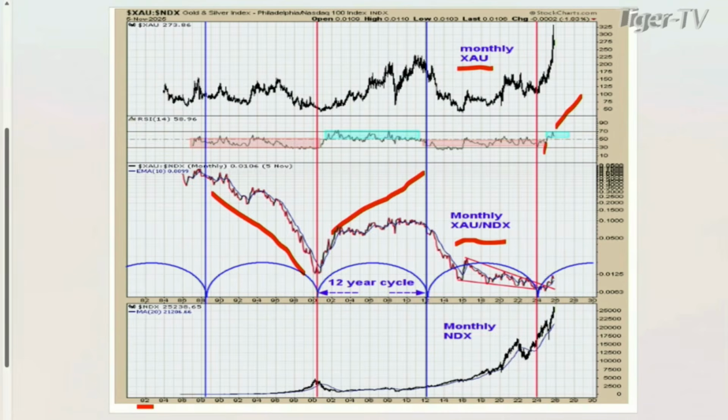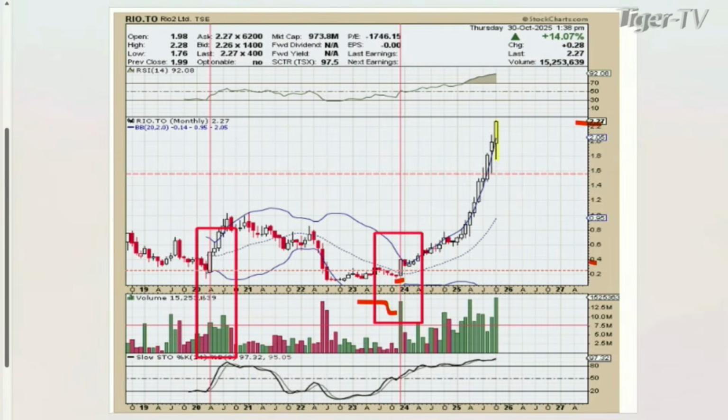What to invest in? Here are some signals I use. This is a monthly chart. I showed this chart in the past, and it's updated to the current time frame, I think. RIO.TO is the symbol. In other words, it gave a buy signal. What's on here is a monthly Bollinger Band, and that's pretty much it.